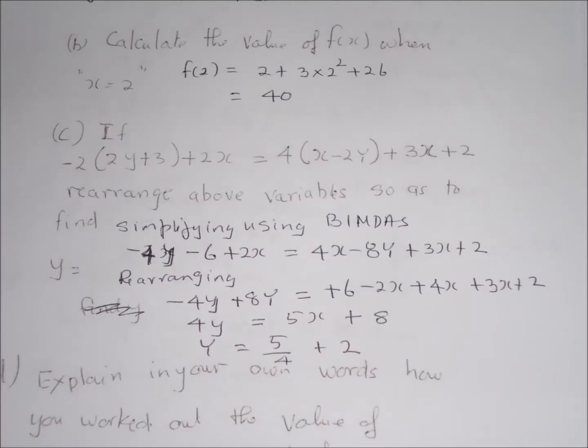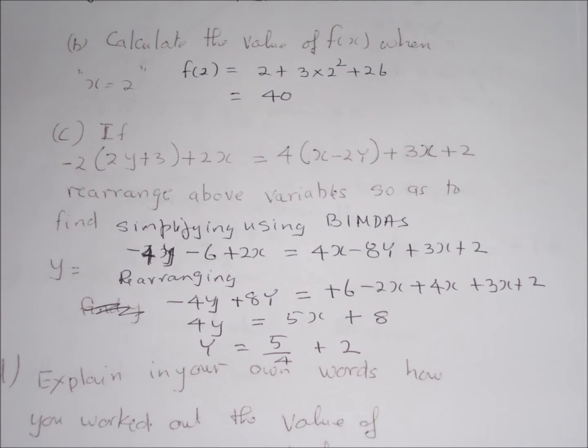Part B is if I substitute 2 in place of x in the above function, and if you do that, you get 40. In the same way, I do the next question, which is C. C is simplifying. I'm using BIMDAS again, this time because there's brackets. Of course, I had brackets earlier too, but I forgot to tell you that.